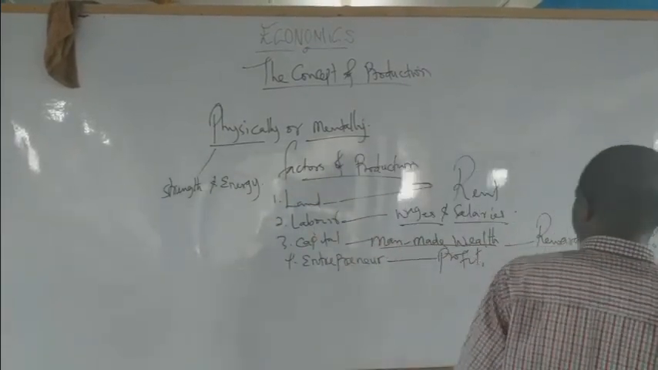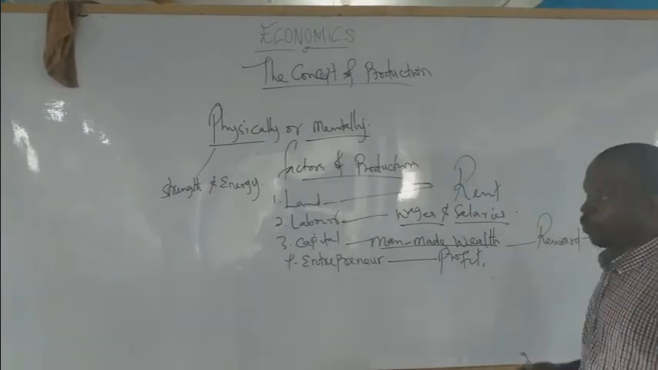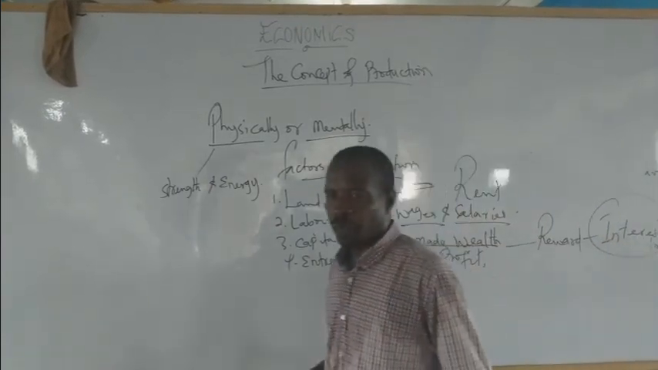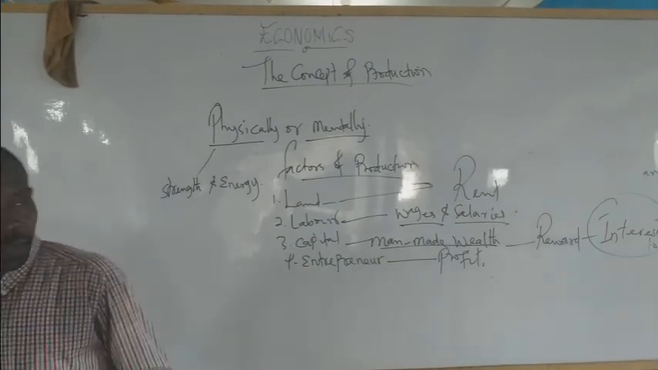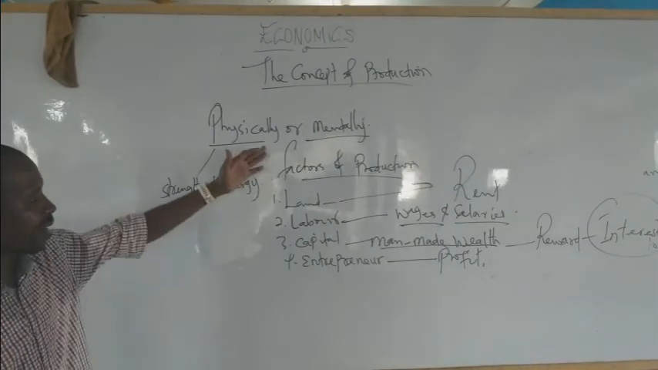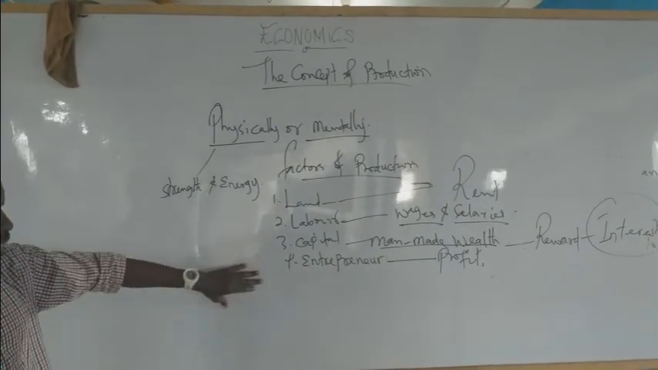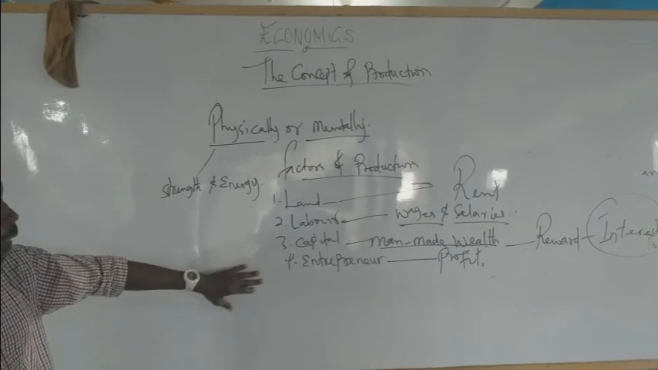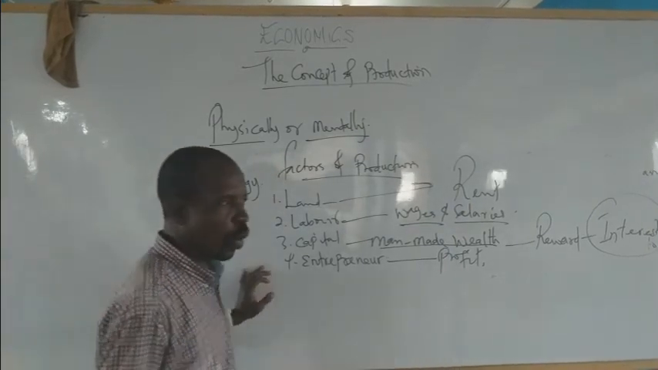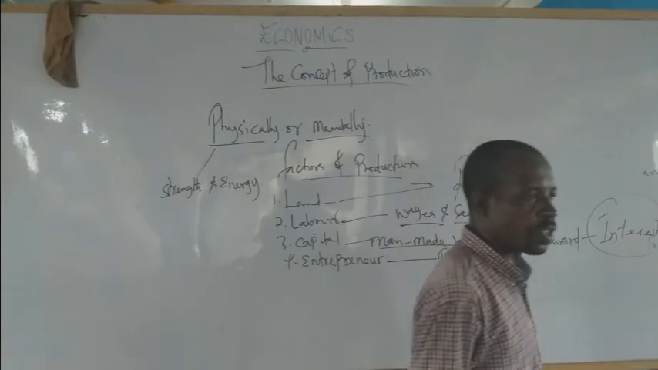So that is that. I believe with this, is there any question? If you don't have any question, we can still continue. So we said the factors of production are what? Land, labor, capital, and entrepreneur. We also talked about the stages of production: the primary stage, the secondary stage, and the tertiary stage.